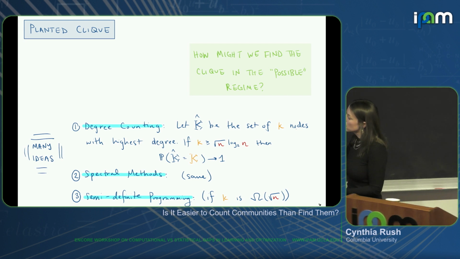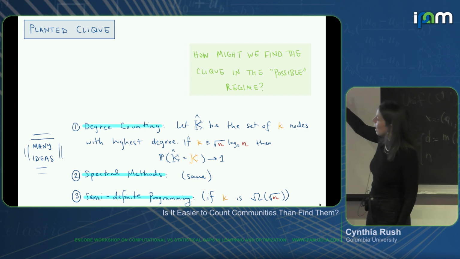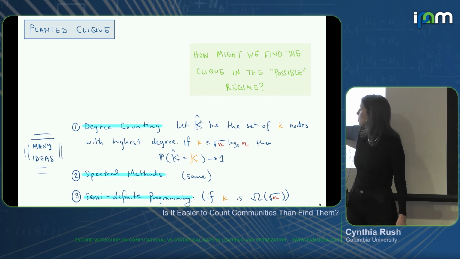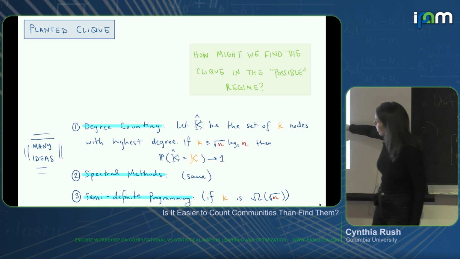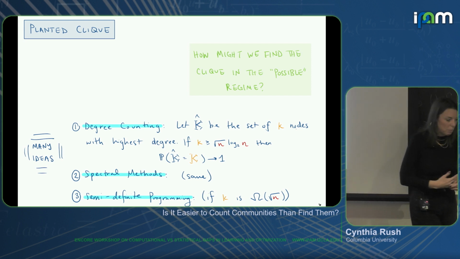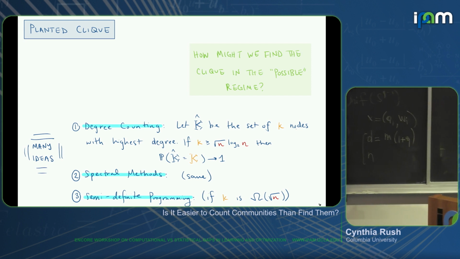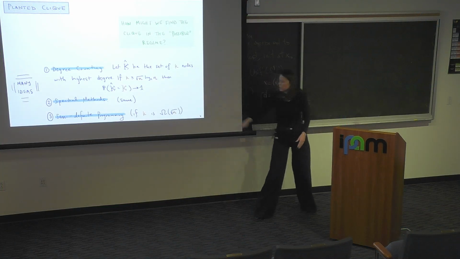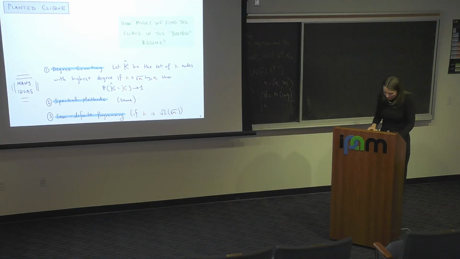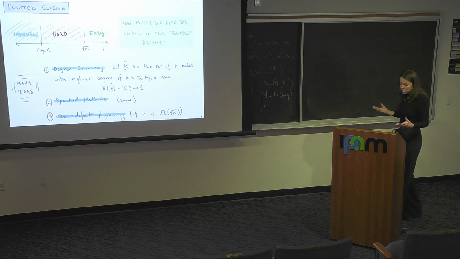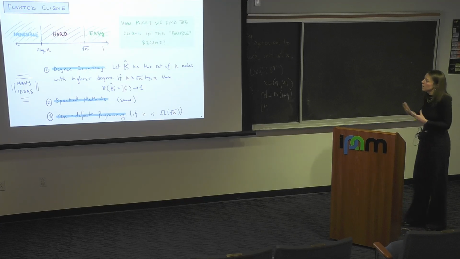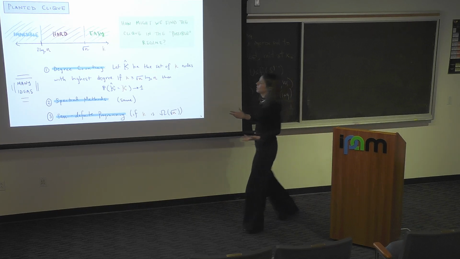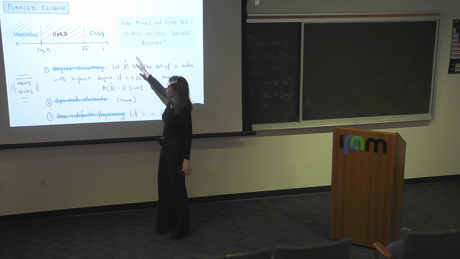So just something simple like degree counting is going to work if the planted structure is like root n log n. Some more sophisticated methods like spectral methods have the same sort of success location, and semi-definite programming gets us to like root n. So what all of this suggests for the planted clique is that we have a statistical computational gap that looks like the following, right?